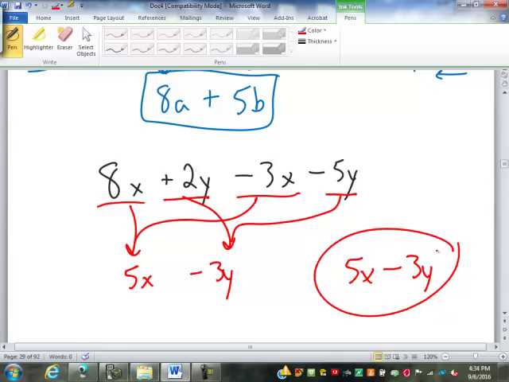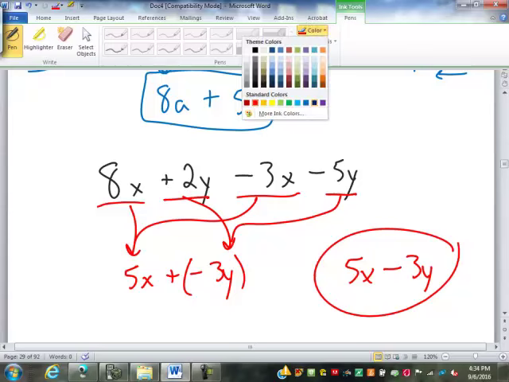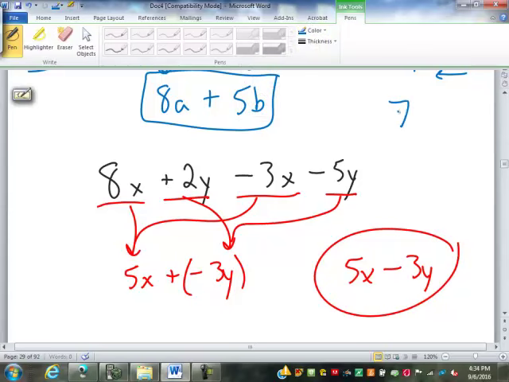So you can see here it's really easy to slip back and forth between negatives and subtraction. Technically what I have here is 5x plus a negative 3y. But I can change it just 5x minus 3y. Just like we did with our integers, 7 minus 3 is the same as 7 plus a negative 3. We can switch back and forth.